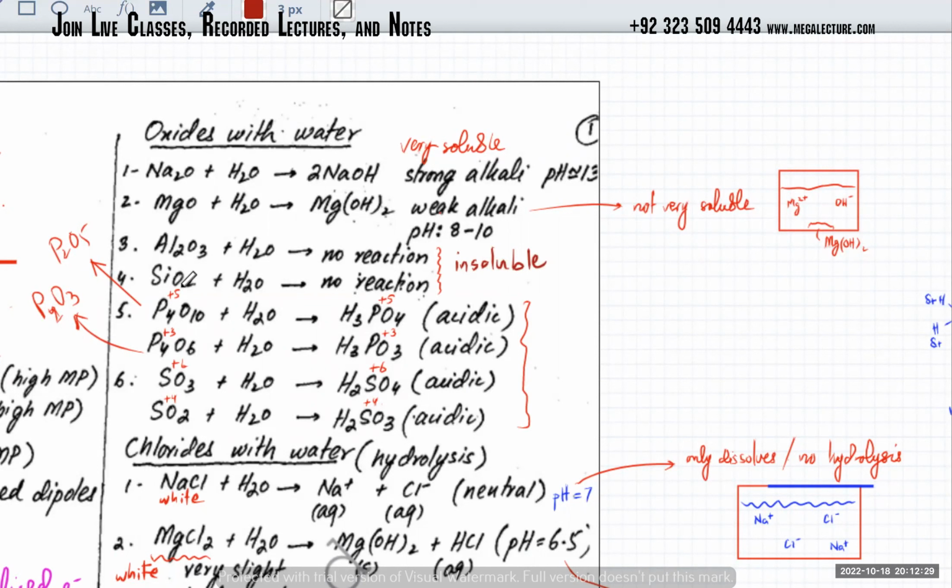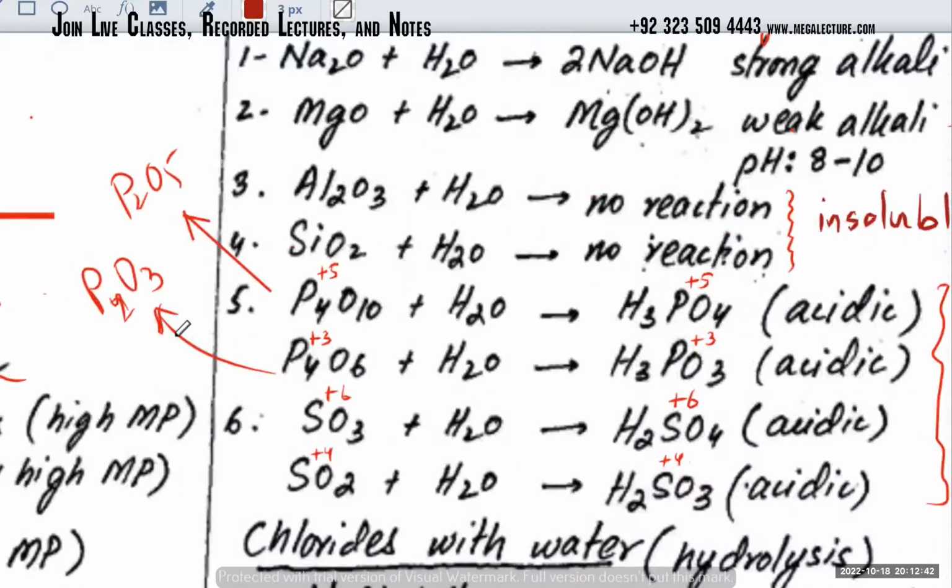Phosphorus oxides are two types. You've got P4O10, you've got P4O6. One of them has an oxidation state of +5, the other one has an oxidation state of +3. Let me correct this: P2O3. The P4O10 is also sometimes referred to as P2O5, and P4O6 is sometimes referred to as P2O3.